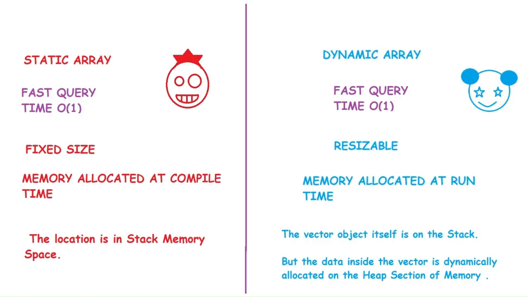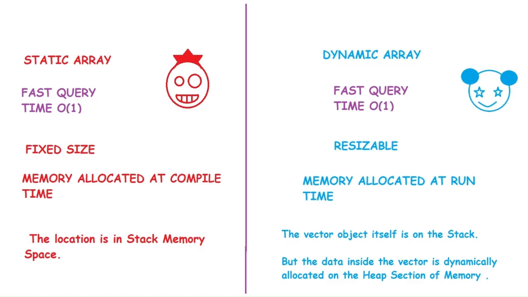The next difference between the static array and the dynamic array is the memory allocation. The static array's memory is allocated at compile time, whereas the memory of the dynamic array is allocated at runtime. And about the location in the memory region, the static array lives entirely in the stack section of memory, the stack memory space.